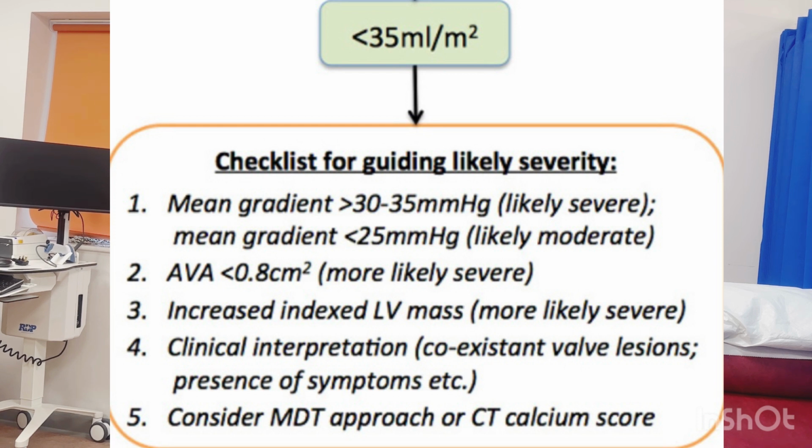If your mean gradient is more than 30 to 35, like more than 30, you consider it severe aortic stenosis. If your mean gradient is less than 25, it's not severe aortic stenosis, it could be moderate aortic stenosis. If your valve area is less than 0.8, it could be severe aortic stenosis. So this is another point. You need to look at these points, and you can see them on the screen as well.